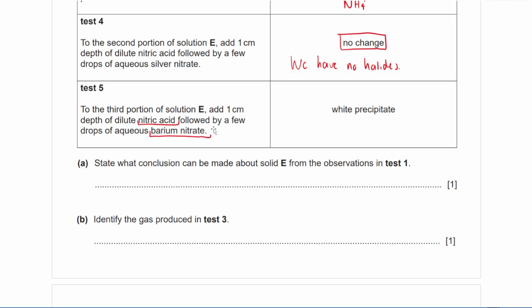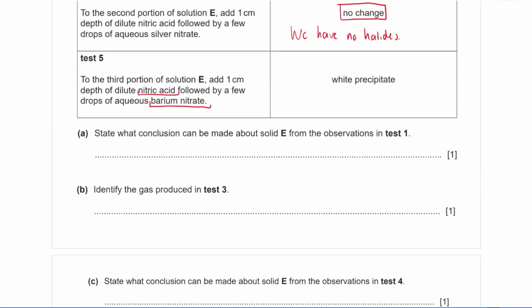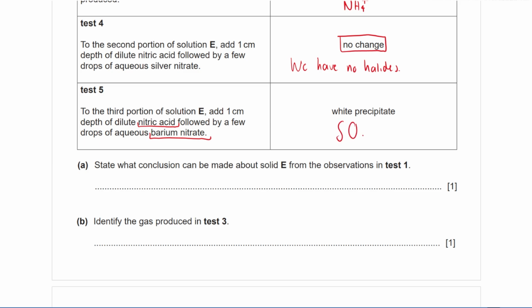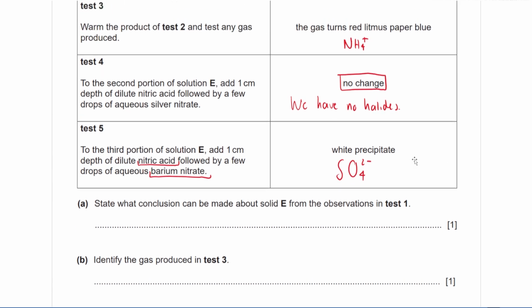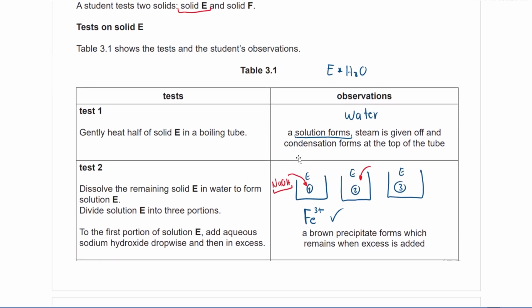When you add nitric acid and barium, you are testing for sulfate ions. Look at this. So you come here, nitric acid and barium nitrate is always the same, and you have a white precipitate. Since this is positive, you can say that your anion for this sample is sulfate, SO4 2-, right?